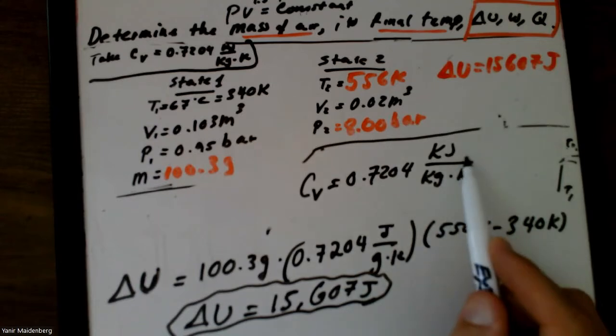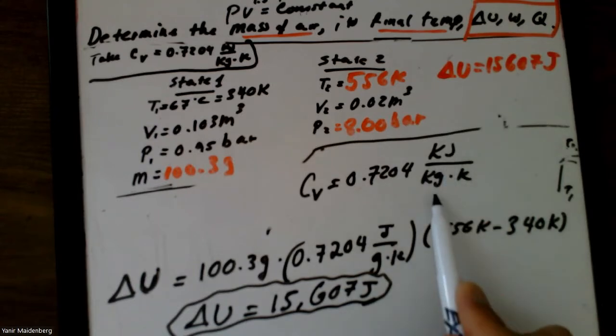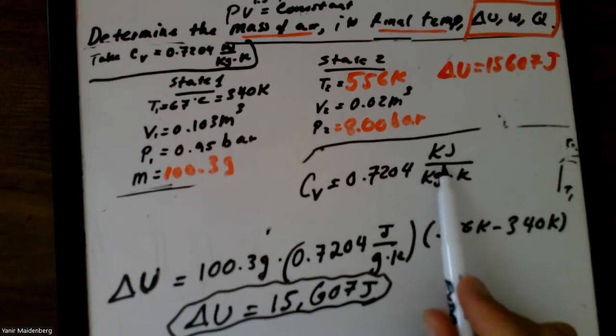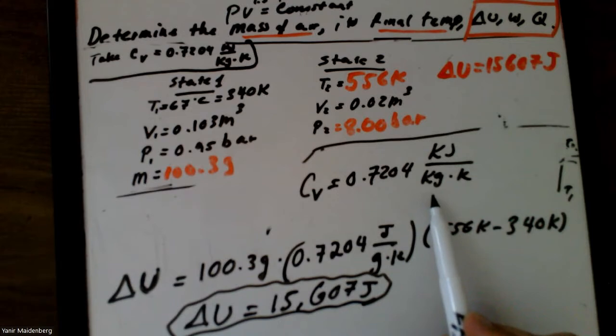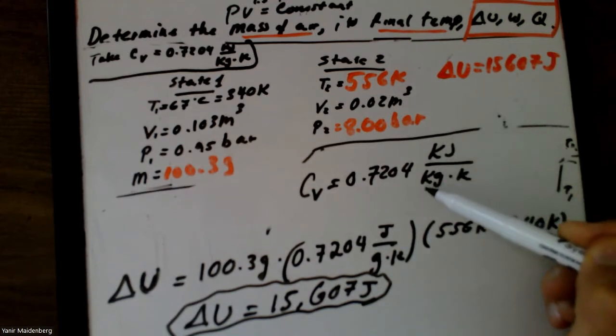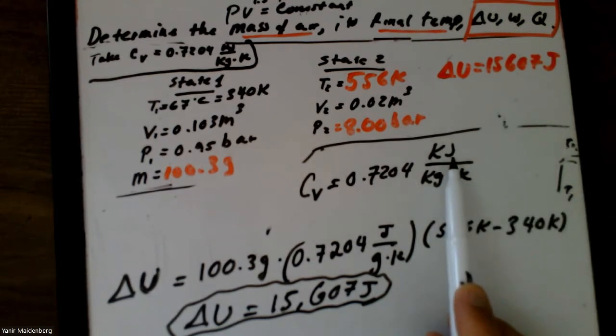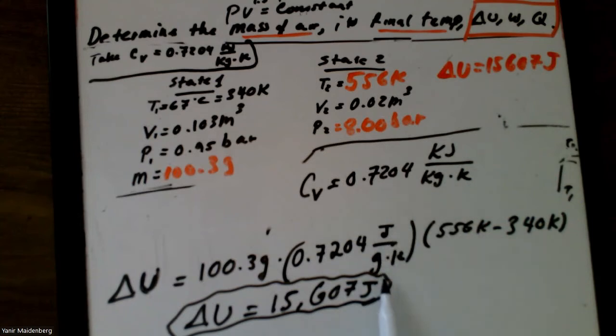And so what I wanted to notice is that kilojoule per kilogram, kilo just means 1,000, right? So kilojoules means 1,000 joules, kilograms means 1,000 grams. So basically the 1,000s cancel. So whenever I see kilojoule per kilogram, it's the same as joules per gram. That's what I was able to do.